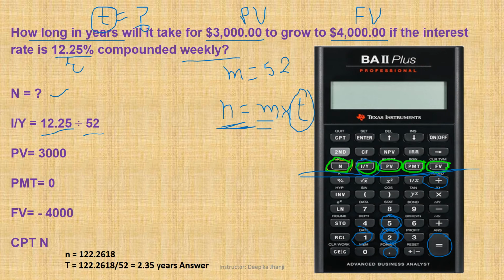Okay, PV is 3000, PMT should be 0 and FV should be negative 4000, right? And then compute N. Okay, whatever your screen displays, divide it by M because we need to calculate time. So you'll divide by 52.